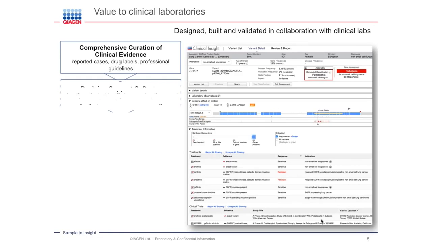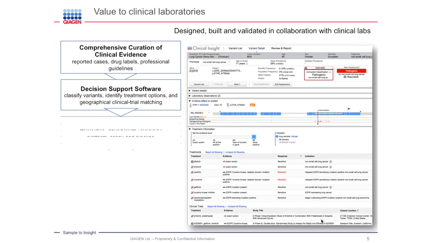What is QIAGEN Clinical Insight and what value does it bring to a clinical laboratory? First of all, it is a comprehensive curation of clinical evidence. It allows you to report cases, to see drug labels, professional guidelines, and so forth. It is decision support software, so you can classify variants, identify treatment options, and look at geographical clinical trial matching.